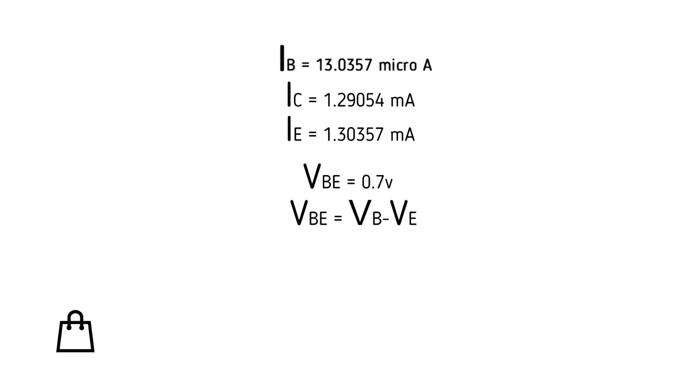And of course, we know that VB is equal to 0.7 volts. VBE is composed of VB and VE. Now, since we know that VE is non-existent, we can simplify this formula into VBE is equal to VB. Therefore, VB is also 0.7. In the same way, VCE is also equal to VC because VE is non-existent. But we don't know the value of VCE. So let's go back to our figure and figure it out.